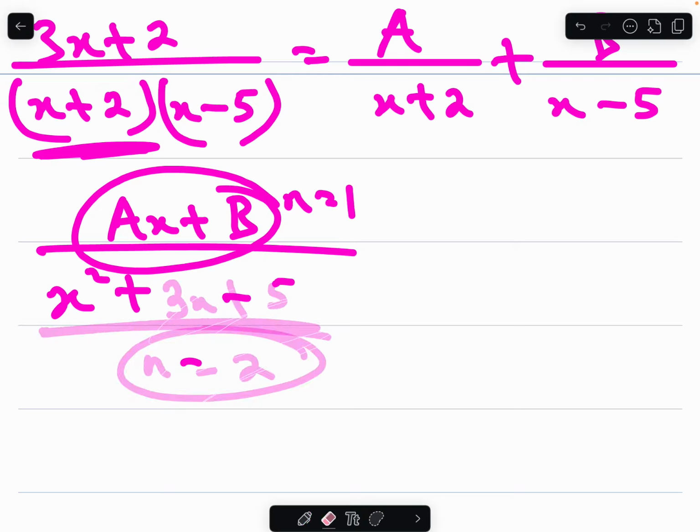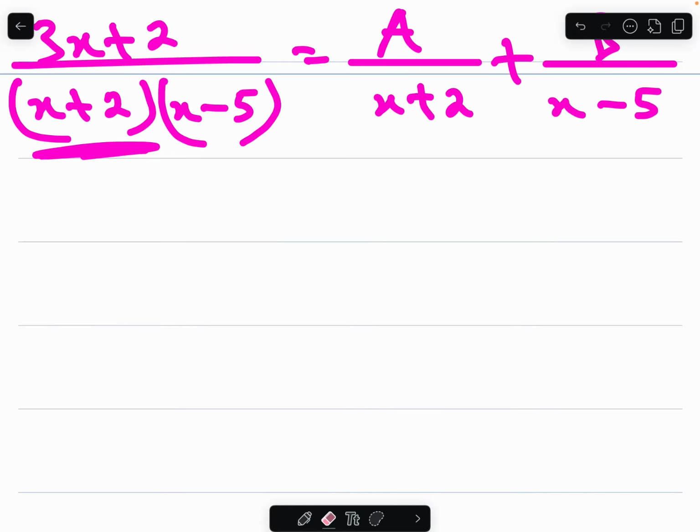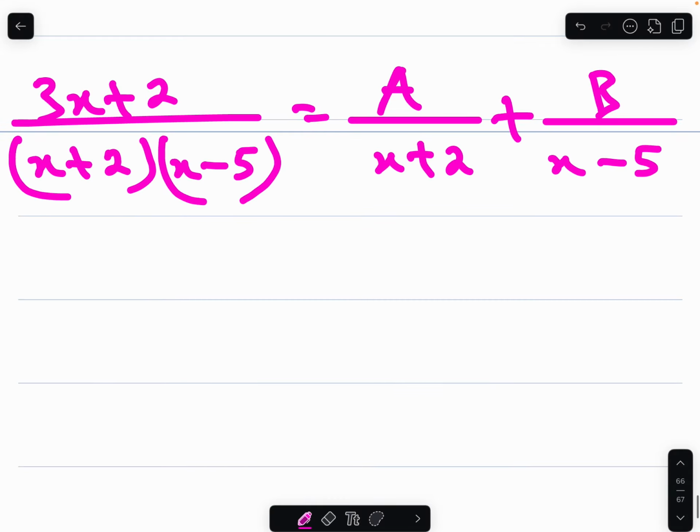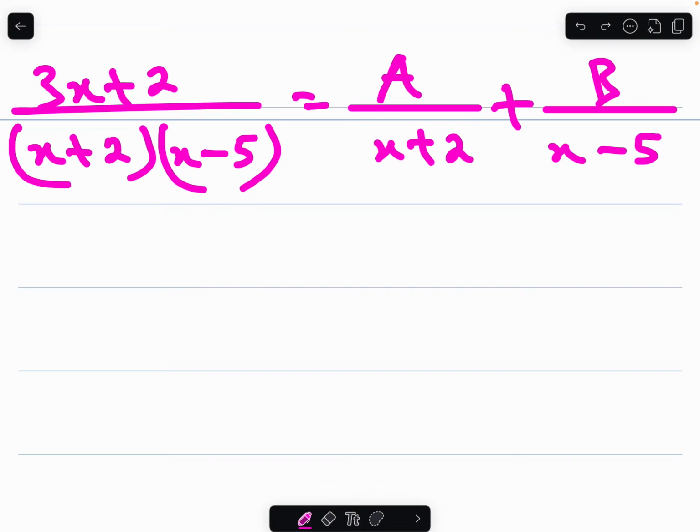So when you are resolving into partial fractions, the numerator of the partial fraction of each factor at the denominator will have a degree that is 1 less than the degree of that denominator. If it's a polynomial of degree 1, the numerator of its partial fraction will be a constant. If it's a polynomial of degree 2, the numerator will be of degree 1. If it's of degree 3, the numerator will be of degree 2. So that's it. Now, let's find the values of A and B.